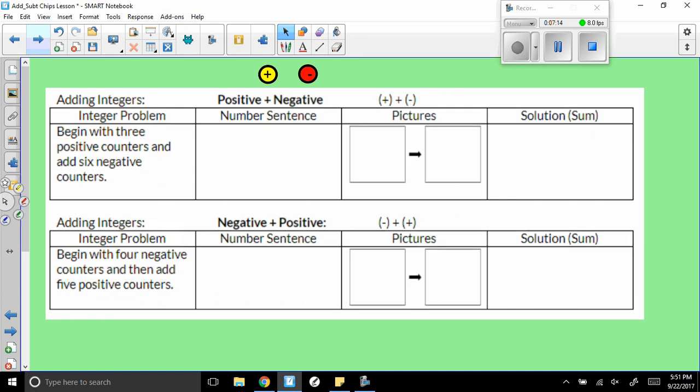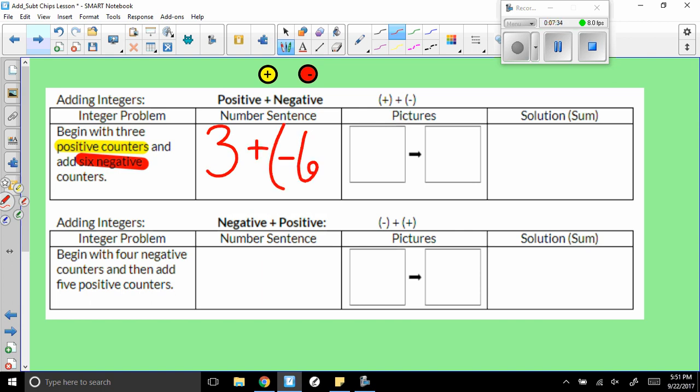All right, now we're going to really shake things up. This time we have a mixture of positive and negative answers. So I've got 3 positive, and then I'm going to add 6 negative. So let's make that number sentence. I'm going to use a positive 3 plus a negative 6.